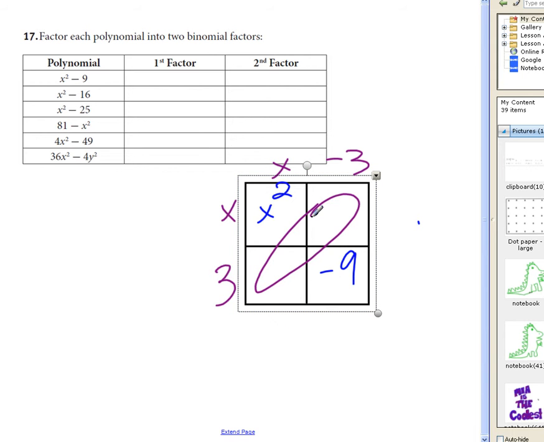So this is going to be negative 3x, and this is going to be positive 3x. Negative 3x, positive 3x, those cancel. So here's our answer. Our first factor is x minus 3. Our second factor is x plus 3. And we can put parentheses around that if we really want to. And that's the basic idea.